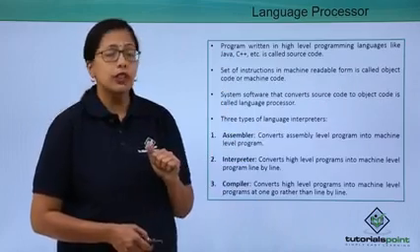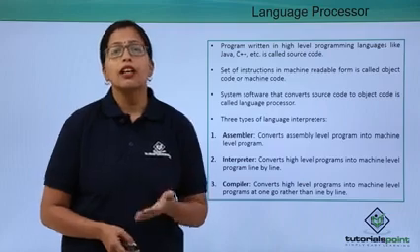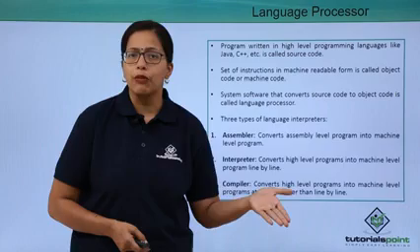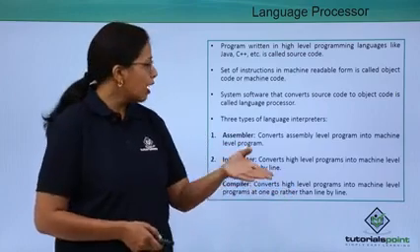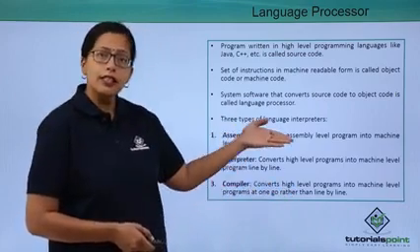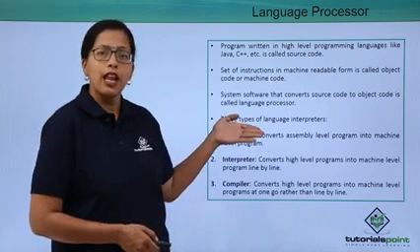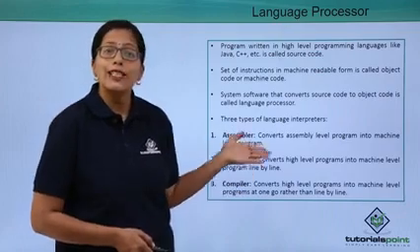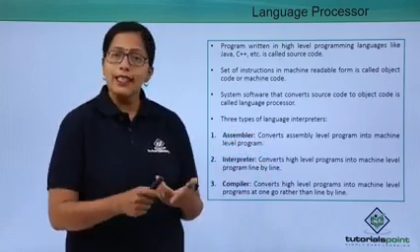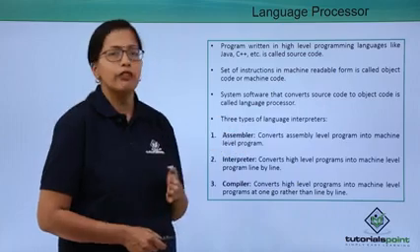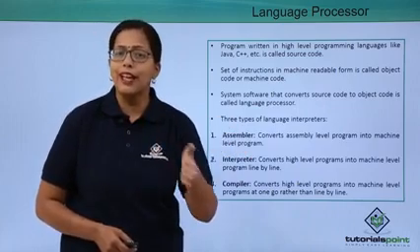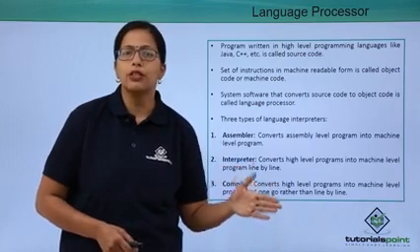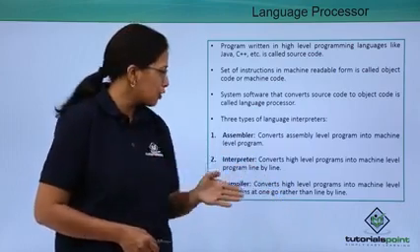What will a language processor do? A language processor will convert a high level language into an assembly level language or a machine level language that the computer can understand easily. For this processing, there are three types: assembler, interpreter, and compiler. What does an assembler do? It will convert an assembly level program into a machine level program. Remember that at the end, the instructions have to be in the machine level language so that the computer can carry out those instructions.